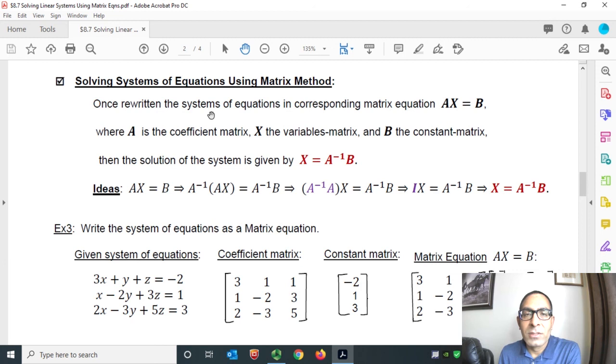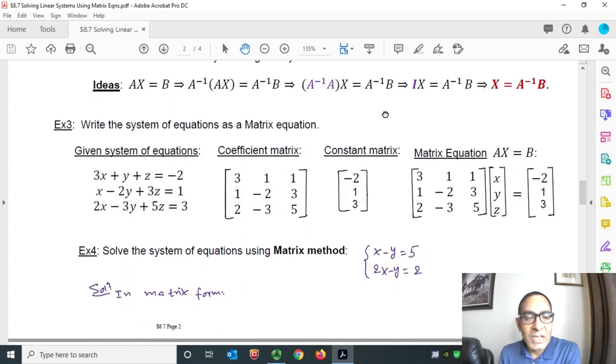So first, for a given system of equations, convert to the matrix form AX equals B, then multiply this matrix equation on both sides by A inverse, which I did here. Then A inverse A gives us the identity matrix. Then IX means X, and the right-hand side is simply A inverse B. So now this is our formula. To find the solutions, X equals, we multiply the B matrix by the inverse of matrix A, and A is the coefficient matrix.